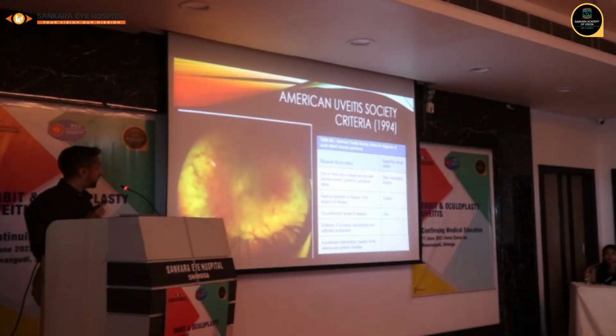More importantly, I'd like to stress how ARN presents. Mostly it starts in the peripheral retina and then progresses to the posterior retina. It has a very circumferential spread and then progresses more posteriorly. It has a very scalloped margin. You can find this convex margin here. So it spreads from the periphery to the central retina. There is a lot of vitritis here in ARN.